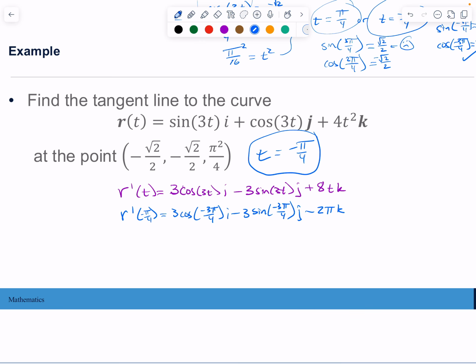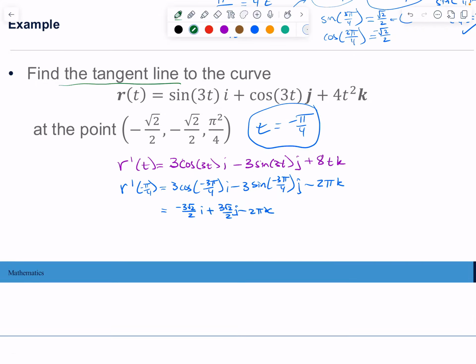All right, almost done here. Let me just clean this up a bit. So the cosine of 3 pi over 4 we said was negative radical 2 over 2. So this will be negative 3 radical 2 over 2. And then this will be plus 3 radical 2 over 2 because of the double negative. All right, final answer now. We can get the tangent line. The tangent line will be, I don't know, S of t. We need a different letter because we've already got R up there.